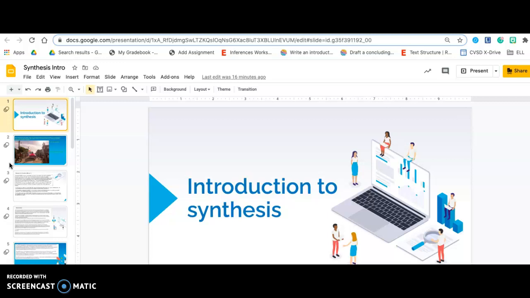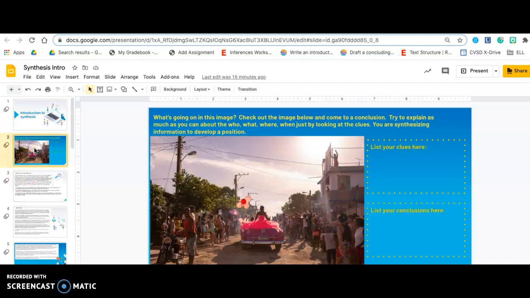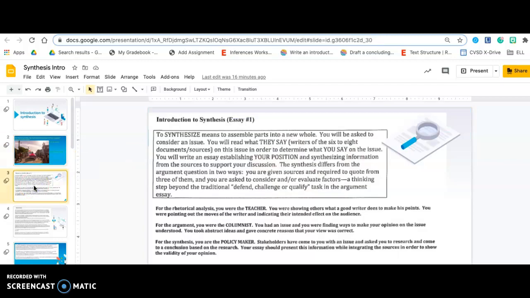So one of the things you're going to be working on today and tomorrow is completing this Google Slides set, synthesis slides. So a couple things here that you'll need to do, right? Follow instructions and fill out the boxes and things like that. But when we really start talking about synthesis, synthesizing means to assemble parts into something whole.